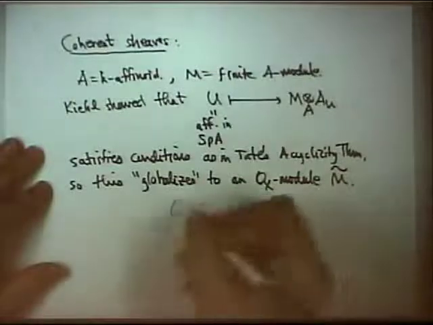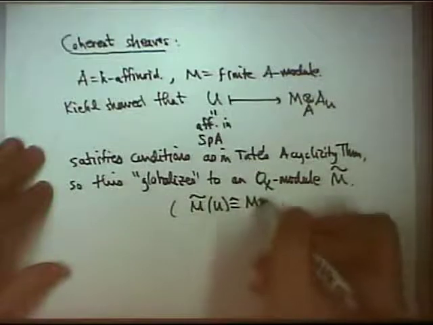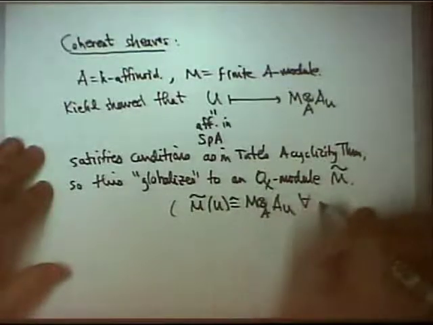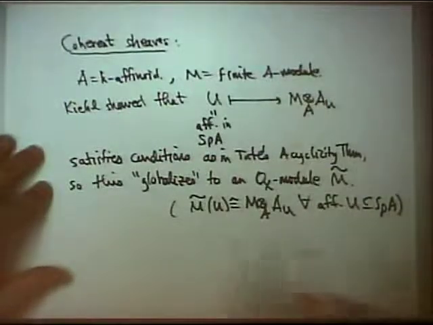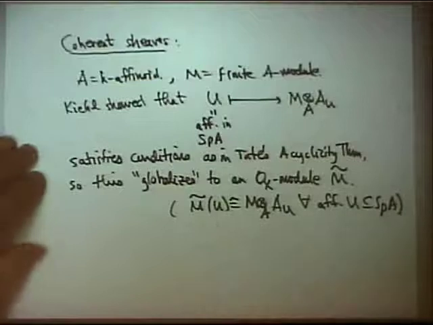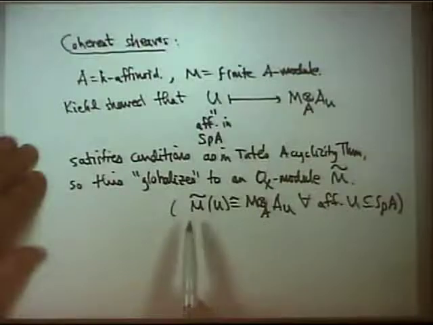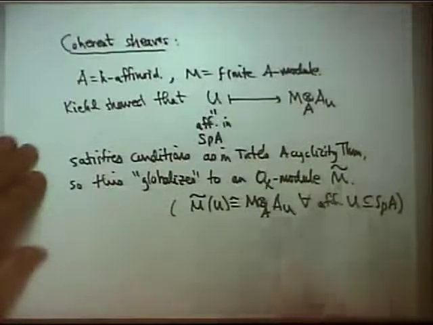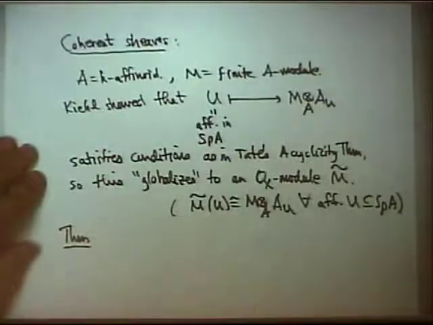And M tilde has the property that M tilde of U is naturally identified with M tensor A sub U for all affinoid U in the space of A. So this is very similar to the construction of coherent sheaves in algebraic geometry, and it does have a very nice universal property that I'm not going to formulate. It's in the notes, that basically says that these are precisely the sheaves that are determined by finite modules of global sections.